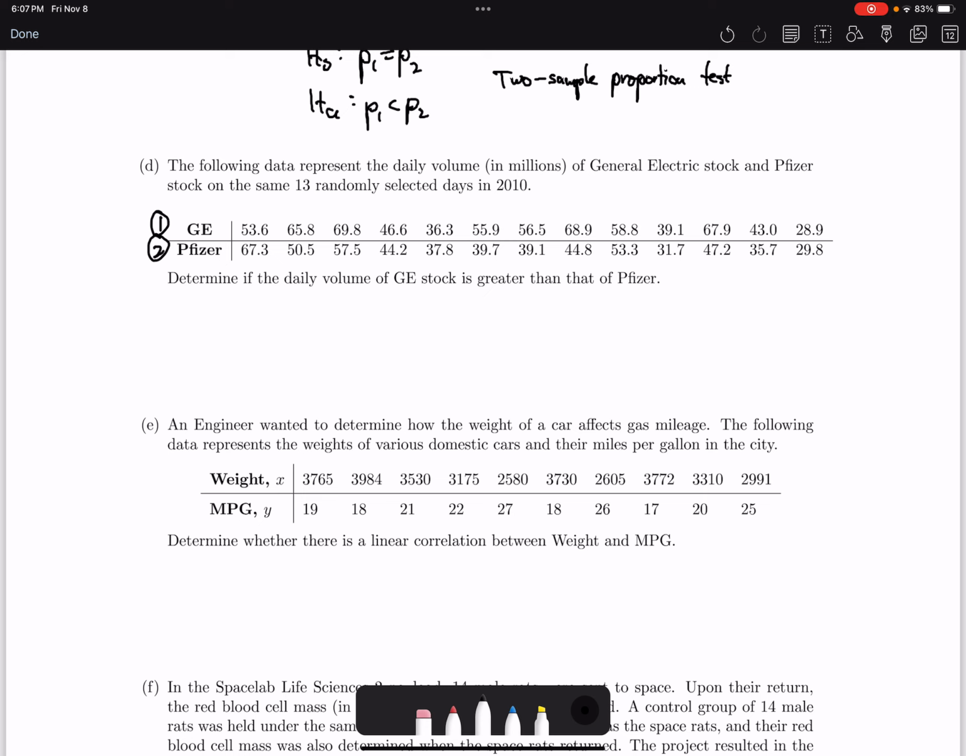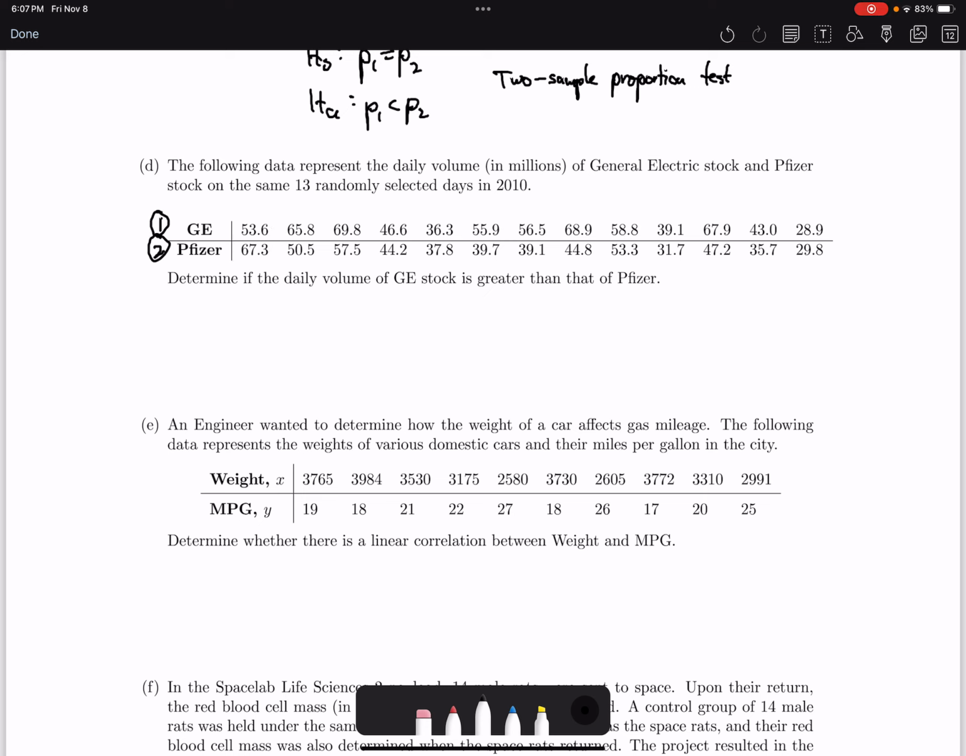You could kind of think of it like this. Once I've chosen the GE stock, I automatically get the Pfizer stock because I have to choose their daily volumes on the same 13 days. Another way to see it is that you've got matched pairs, right? This was the GE stock on a certain day, and this was the Pfizer stock on that same day, right? So we've got matched pairs samples here.